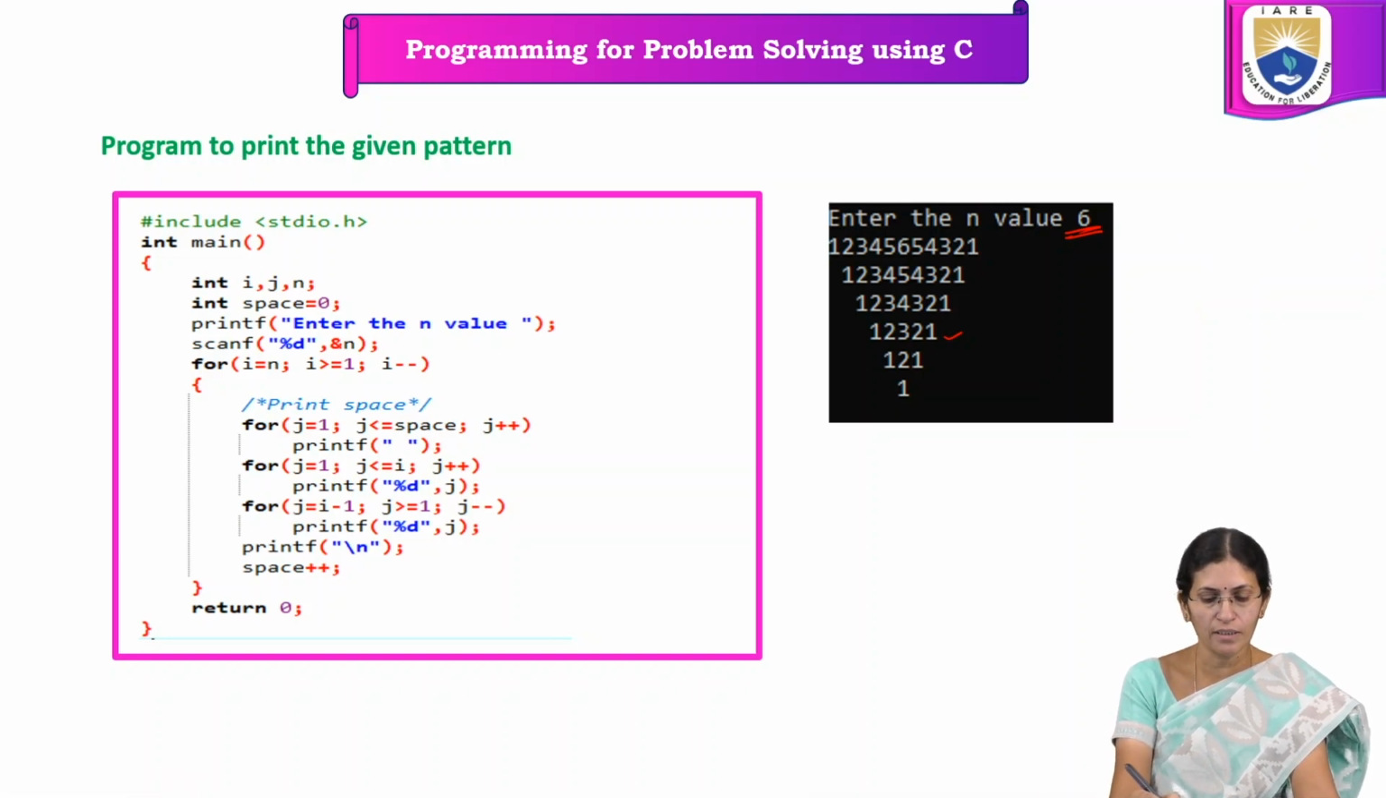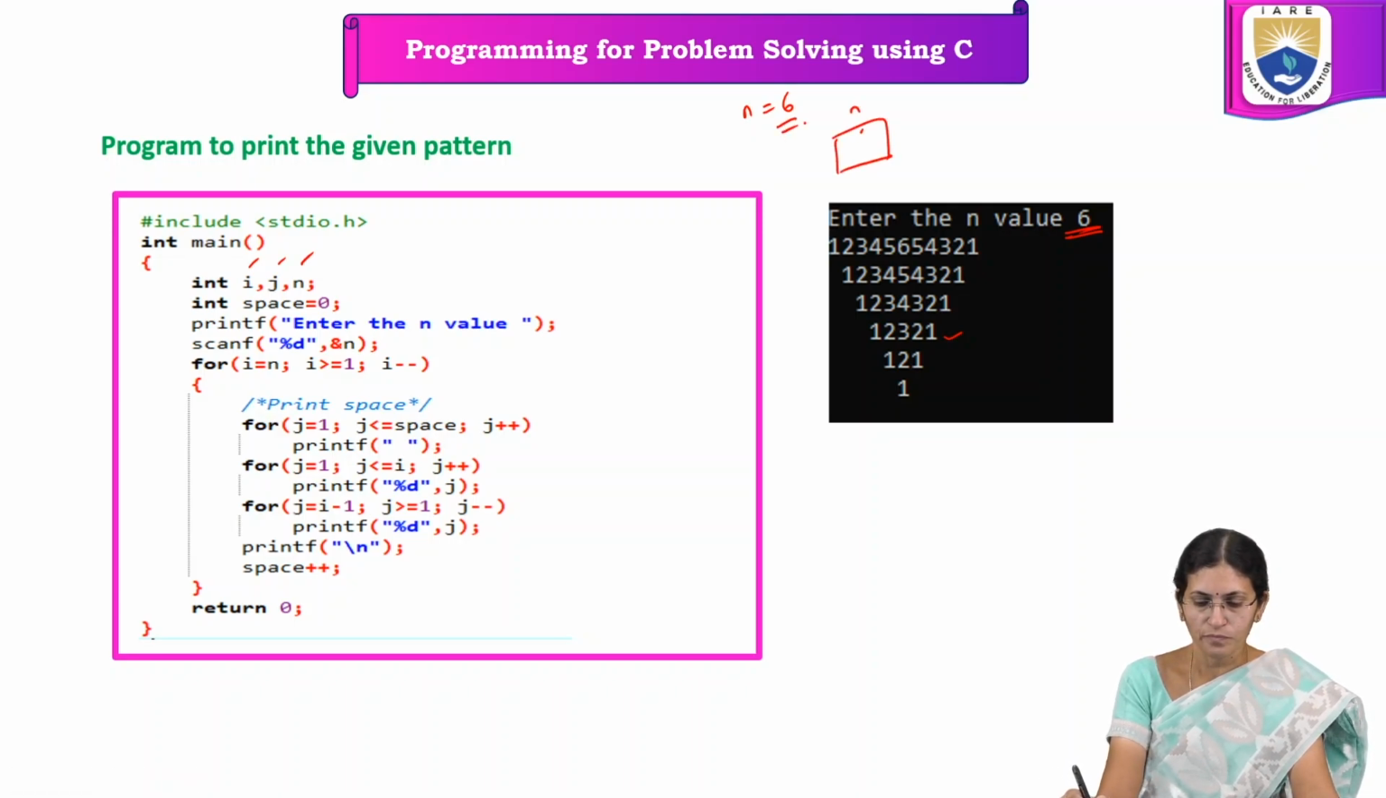For this we need to declare three integer variables i, j and small n, where small n specifies the number of rows here. Suppose the n value entered by the user is 6, so n is equal to 6. And space is also a variable. The name of the variable is space and we have initialized its value to 0.